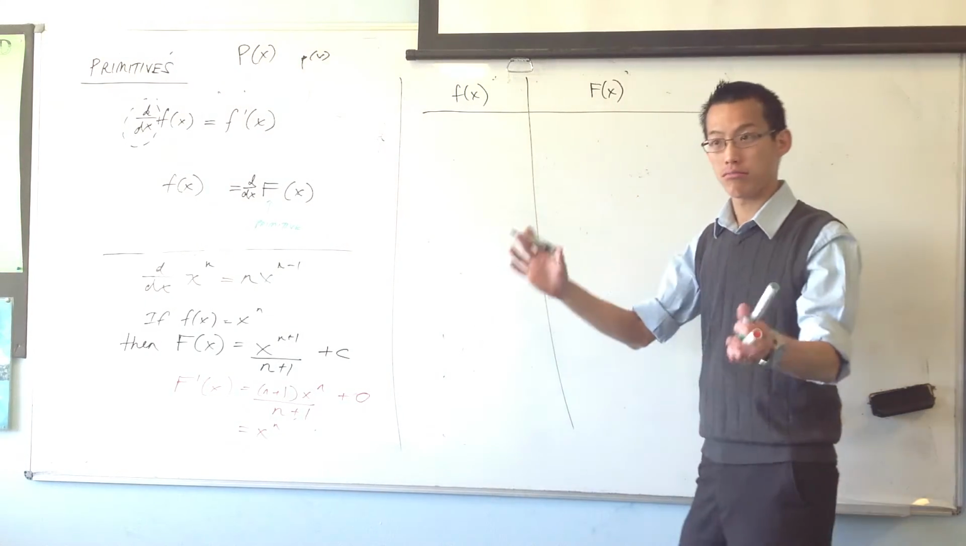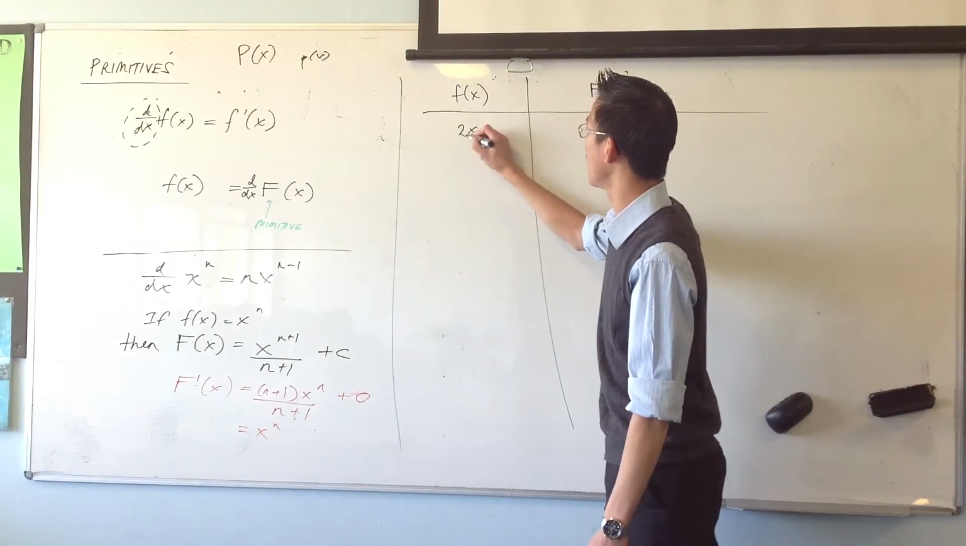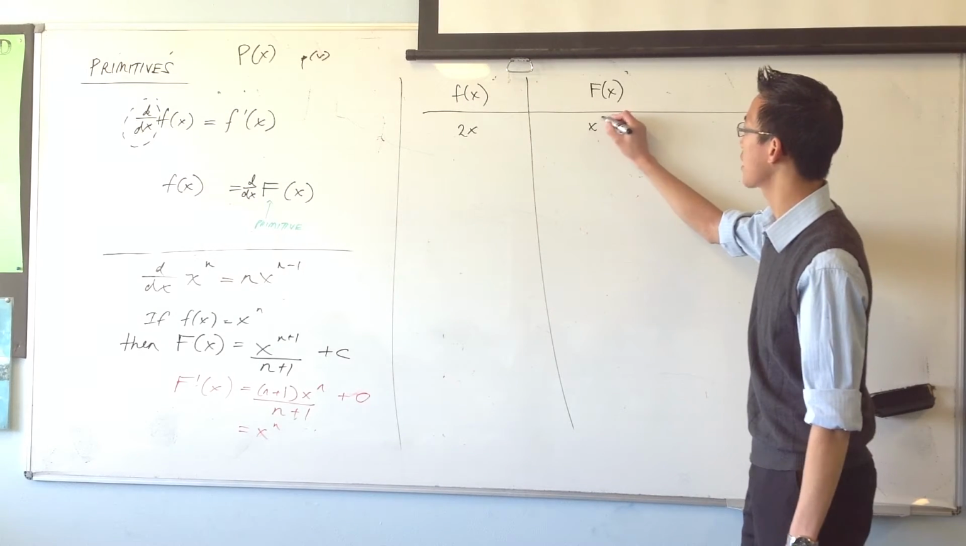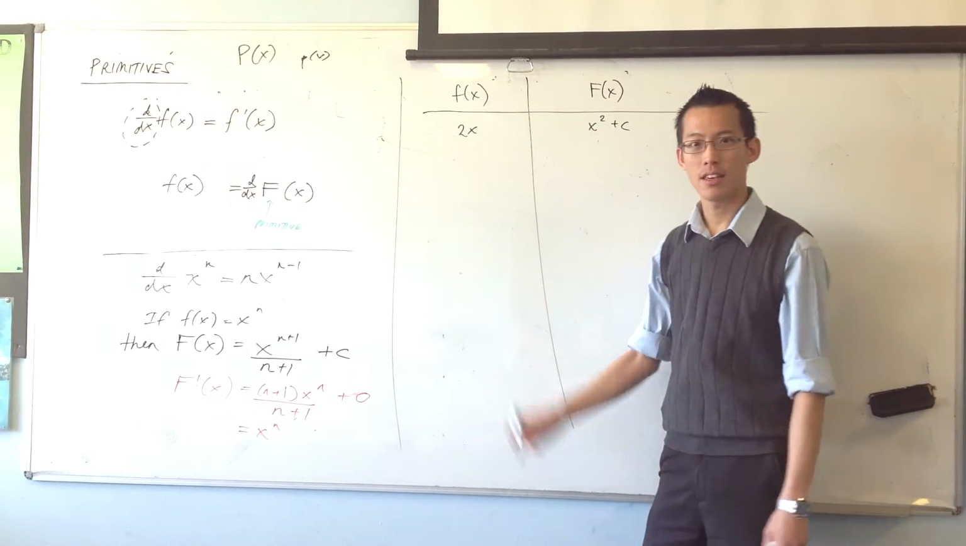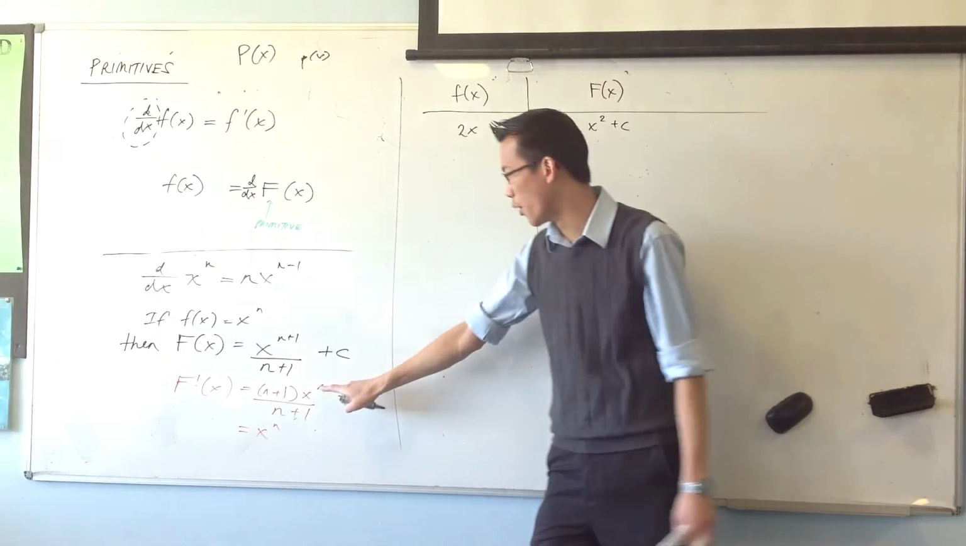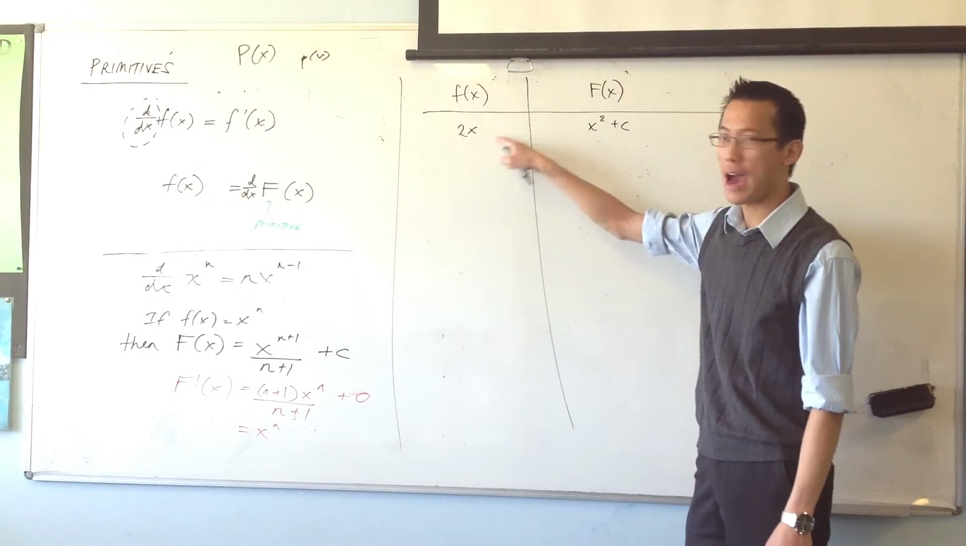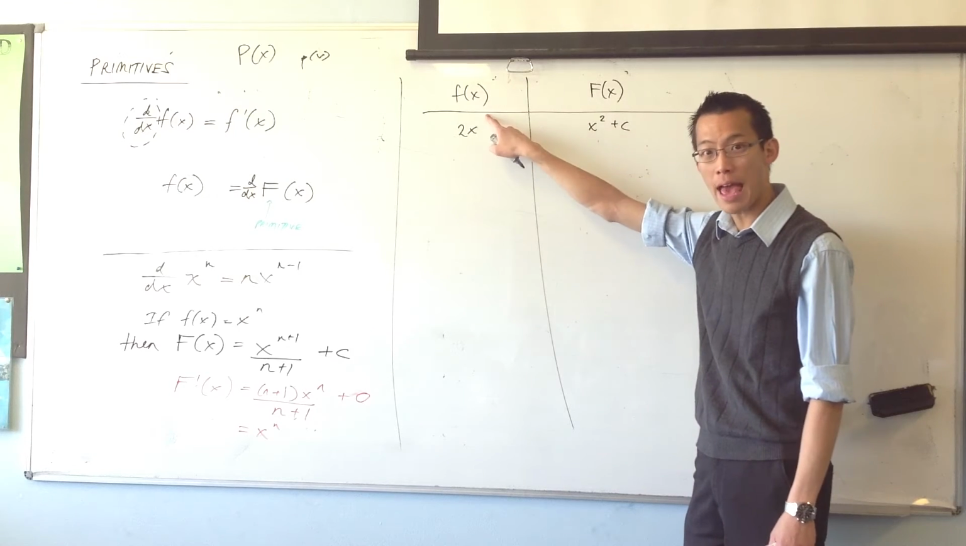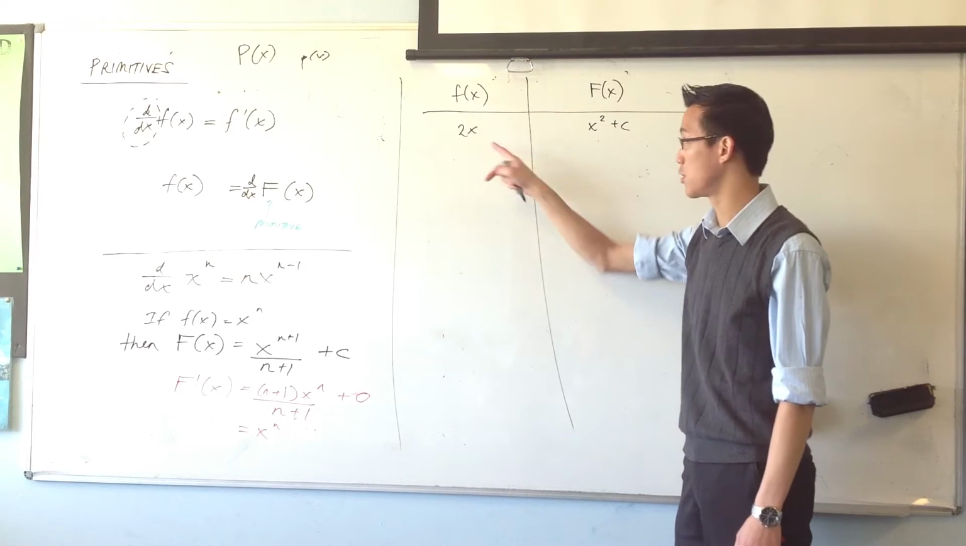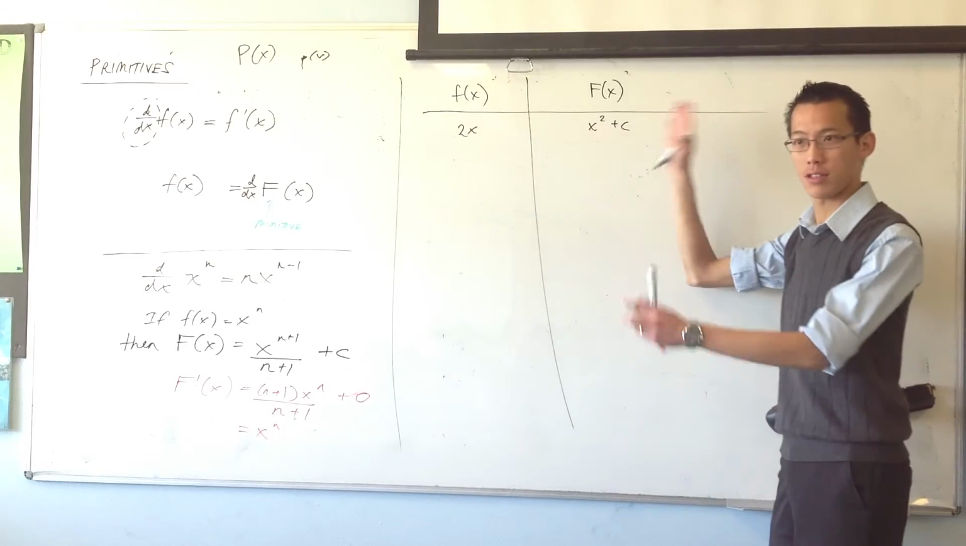Okay, so we already did an easy one before. 2x is going to turn into x squared plus c. We already noticed that, but can you see how it works with this rule? My power goes up to 2, and then I divide by that power, 2, which is what gets rid of the coefficient, and that's why it's just on its own.